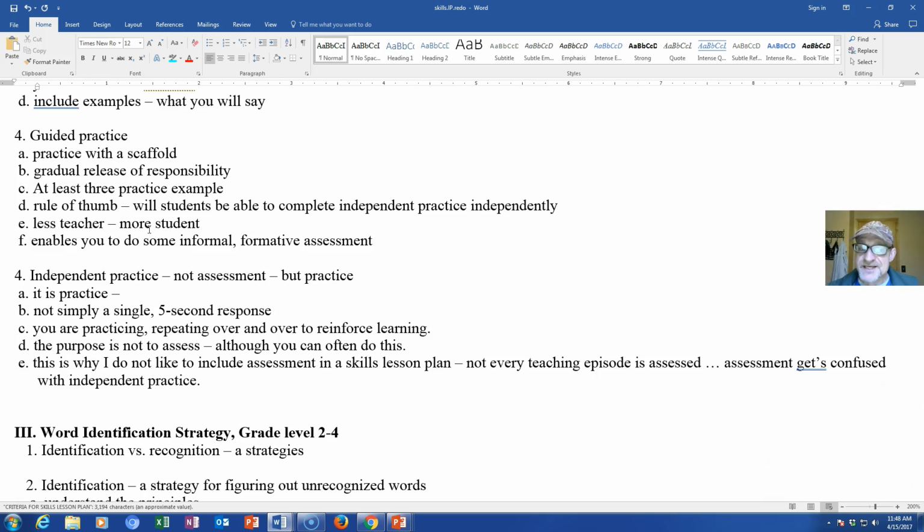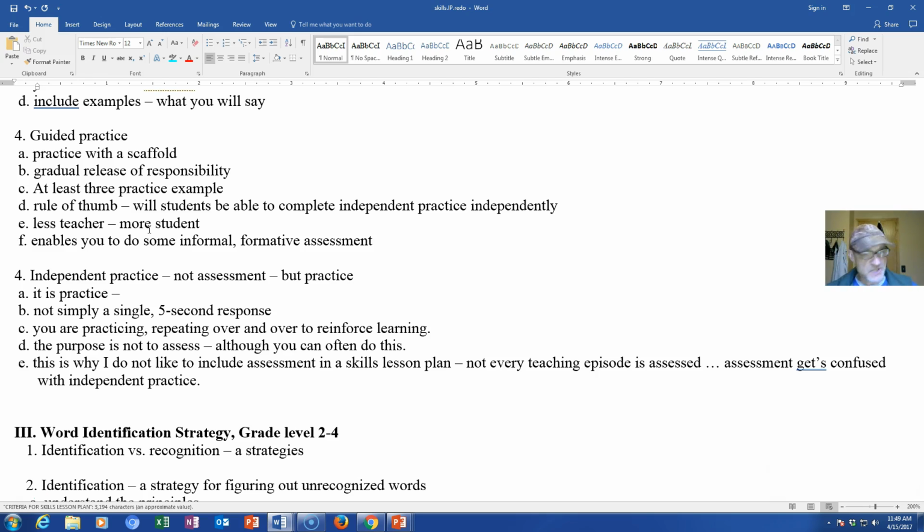Practice does not mean a single episode. It means you need to practice. That's why it's called practice. You are practicing what you have learned. So it can't simply be a simple 5-second episode. It is practice, and not a single 5-second response. You're practicing, repeating it over and over to reinforce learning. Now, the purpose is not to assess, although you can often do this. This is why I do not like to include assessment in a skills lesson plan for 2 reasons. First, not every teaching episode is assessed. And secondly, for beginning lesson planners, assessment often gets confused with independent practice. In your mind, some students say, okay, they did it once, they can do it.